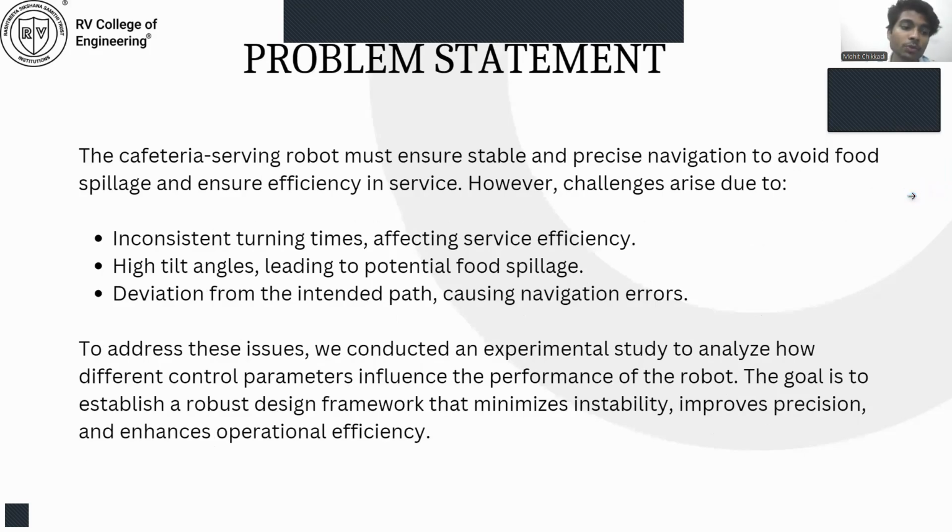Alright, here's the problem. For a robot to work efficiently in a cafeteria, it needs to be fast and accurate. No one wants their lunch delayed or spilled, but three main challenges stand in the way: inconsistent turning, high tilt angles, and deviation from the intended path.